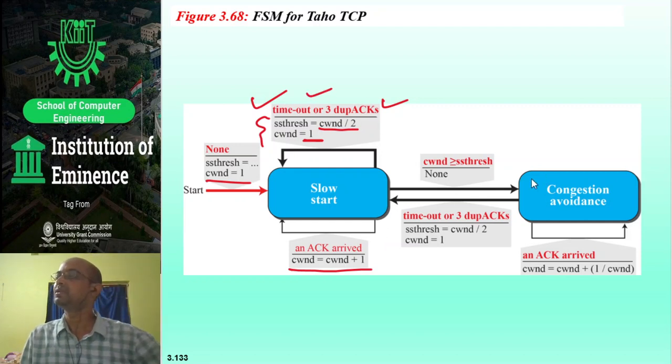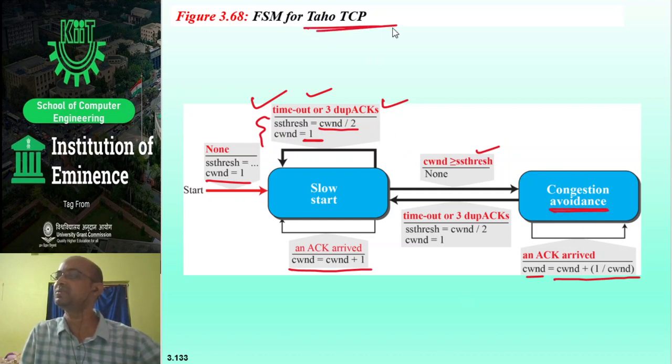I have to do this if either a timeout occurs or 3 duplicate acknowledgements are received. If CWND is greater than or equal to the SS threshold, then I go to the congestion avoidance phase. Then CWND will change linearly: CWND plus 1 by CWND. That means if all the packets I have sent are acknowledged, that value will be increased by 1. Suppose I have communicated 8 packets. I receive the first acknowledgement: 8 plus 1 by 8, then 8 plus 2 by 8, 8 plus 3 by 8, and finally 8 plus 8 by 8, which means 9, only when all the packets are acknowledged. This occurs in the congestion avoidance stage. This type of mechanism is used in the TCP variant known as TCP Tahoe.